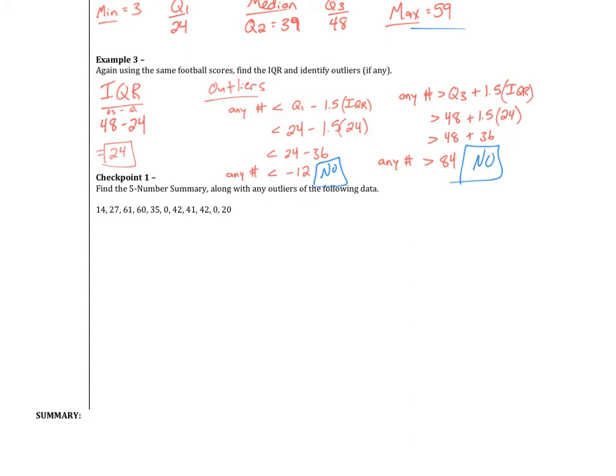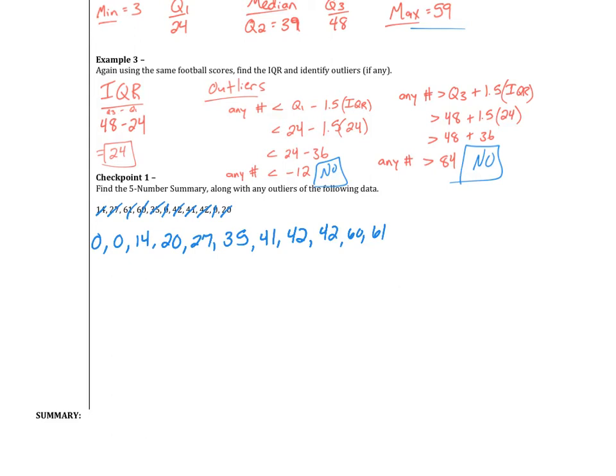All right, and then the last checkpoint we'll do together, just to give you one more example. It says find the 5-number summary and then any outliers if there are any. So let's list these numbers in order from least to greatest. So it looks like we have 2 zeros. So 0, 0, 14, 20, 27, 35, 41, 42, another 42, and then 60 and 61.